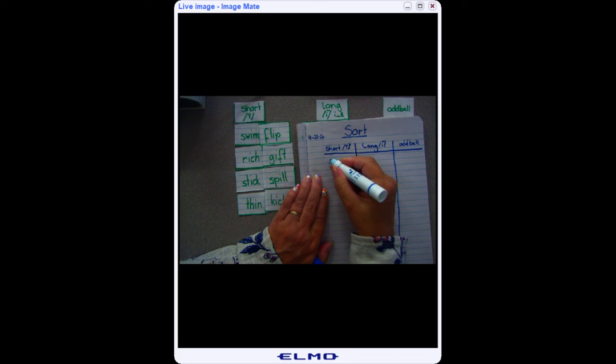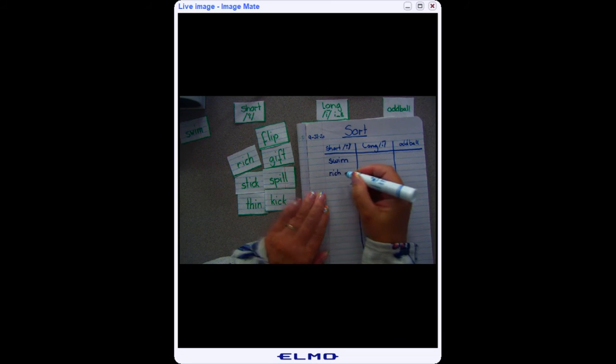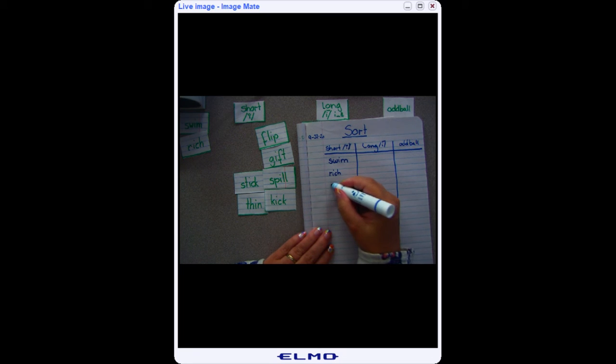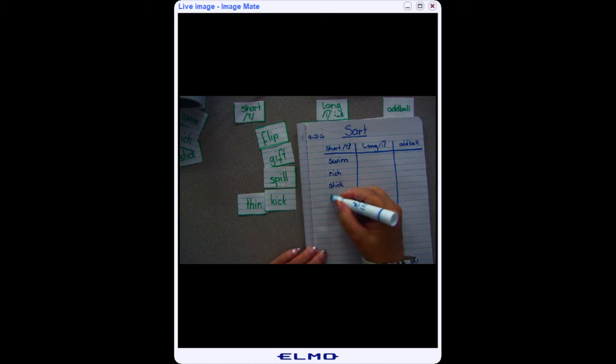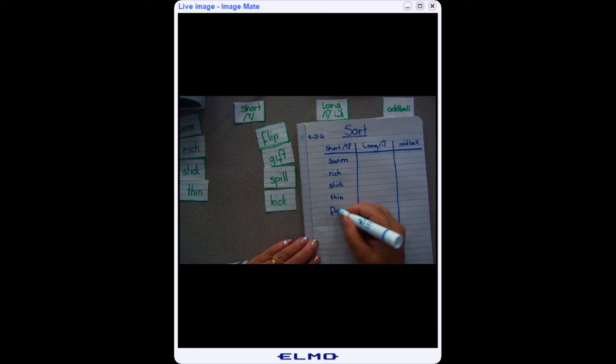So I'm going to write the word. The first word is swim. My next word, and I'm going to move the word out so I know I already did that. Rich. Remember to leave one space because tomorrow we're going to code them. Stick. Thin, flip, gift, spill, kick.